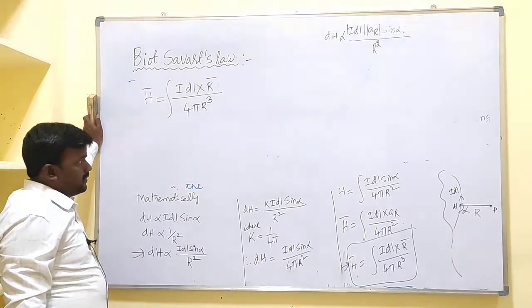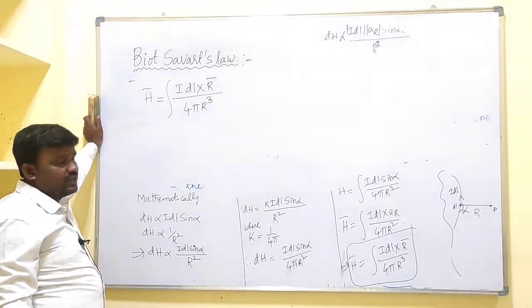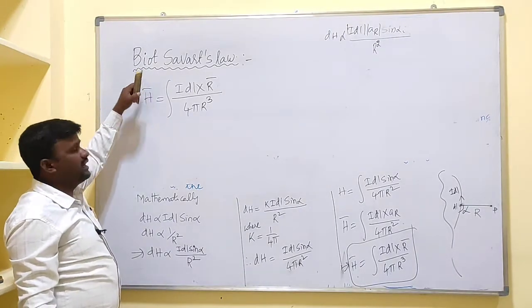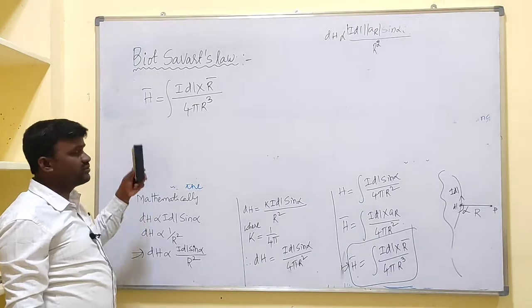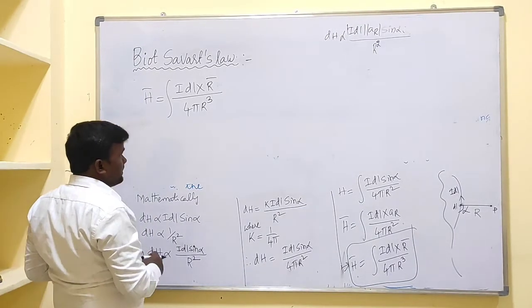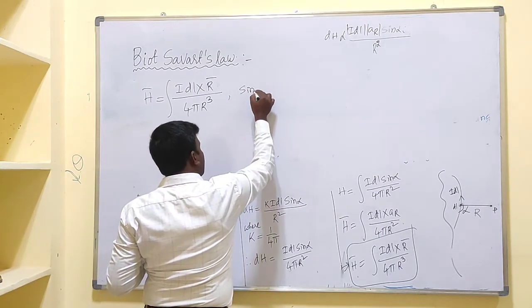In the case of electric fields, we have different types of charge distributions, that is line charge, surface charge and volume charge. Similar to that, here also we have the line current, surface current and volume current. These current elements are related similar to charge distributions.